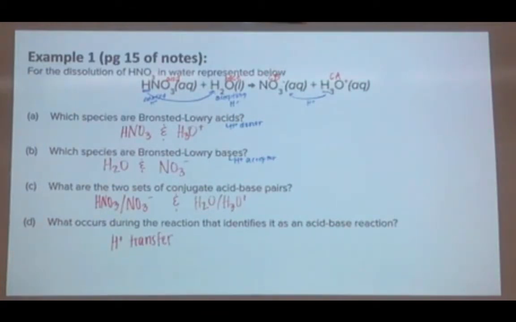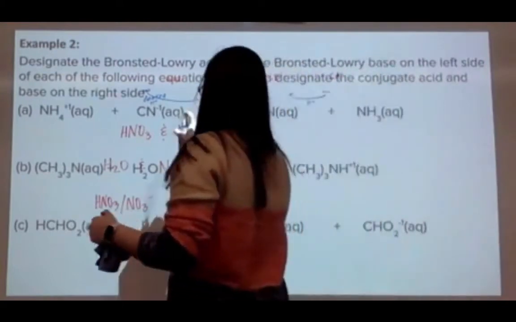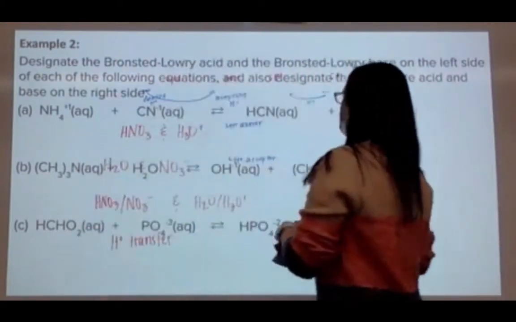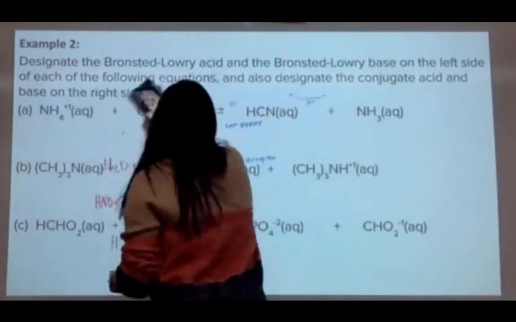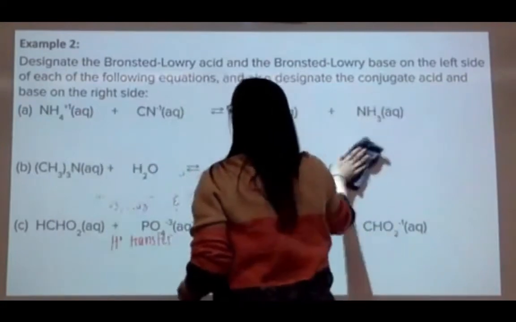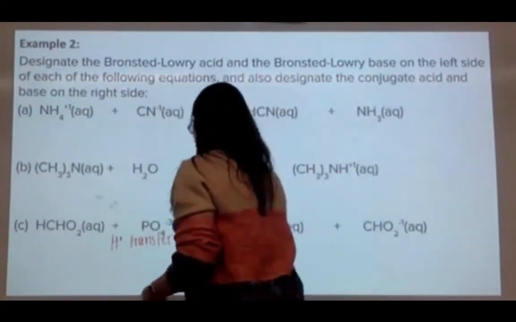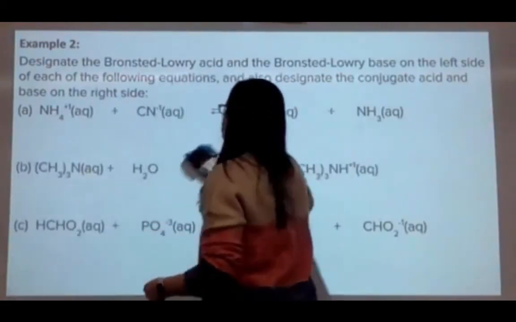Questions on example 1. So let's look at example 2. And so we're going to do the first one together. I'm going to see if you guys can do B and C on your own, and then we'll check answers. So again, this is designating the Bronsted-Lowry acid, Bronsted-Lowry base, and then the conjugate acid, conjugate base. So just like what we did before.